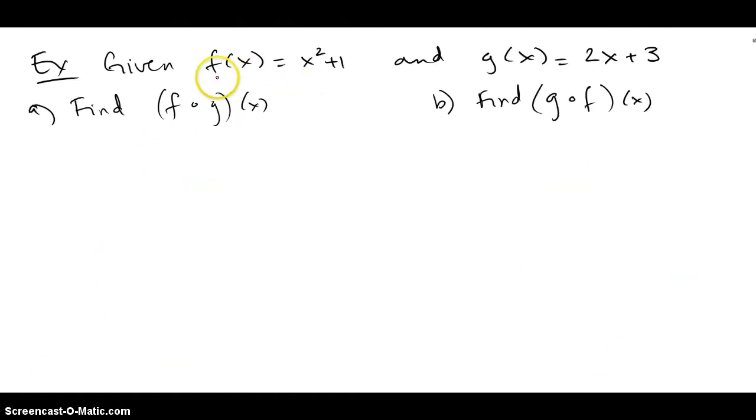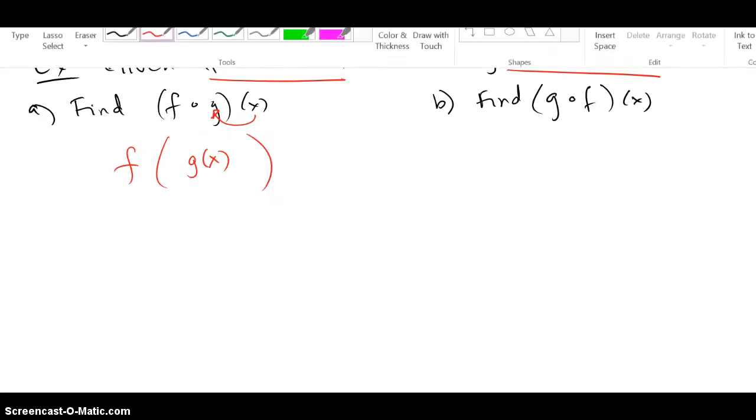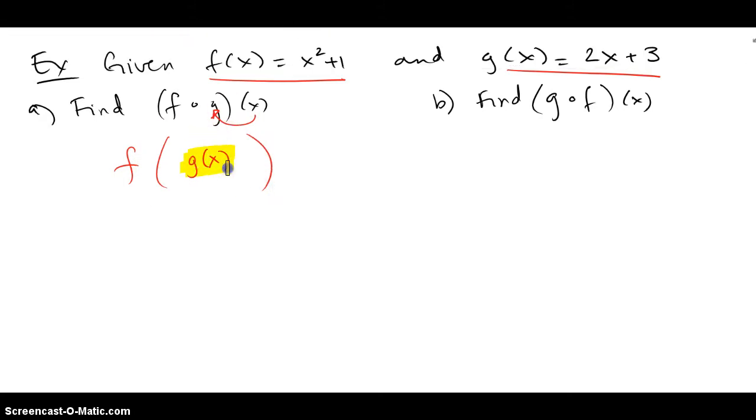Let's do another example. Given this f and this g function, find f of g of x for part A. Well, what's the input? It's not an actual number, it's just a variable. So g is going to grab the x, and then whatever that output is, f is going to grab that. Now notice g of x didn't get an input of a number.